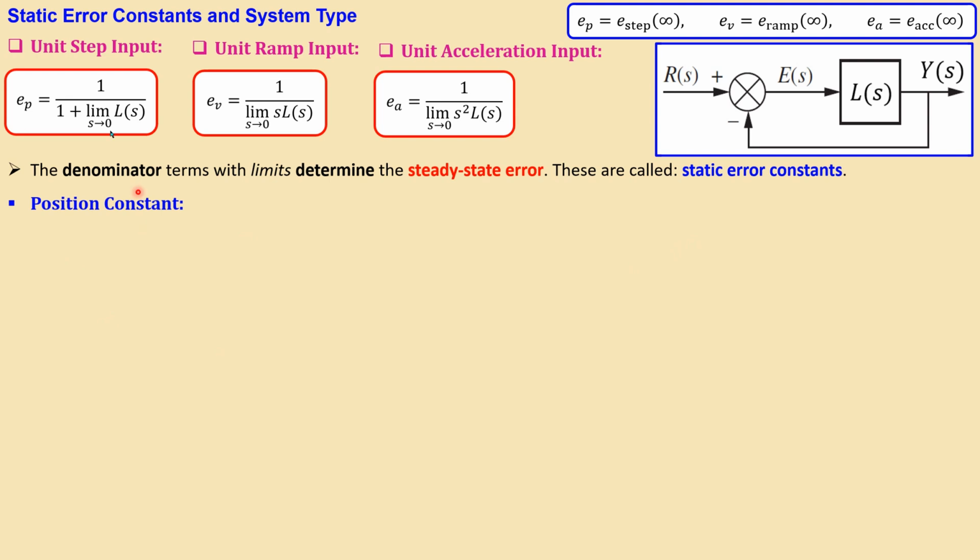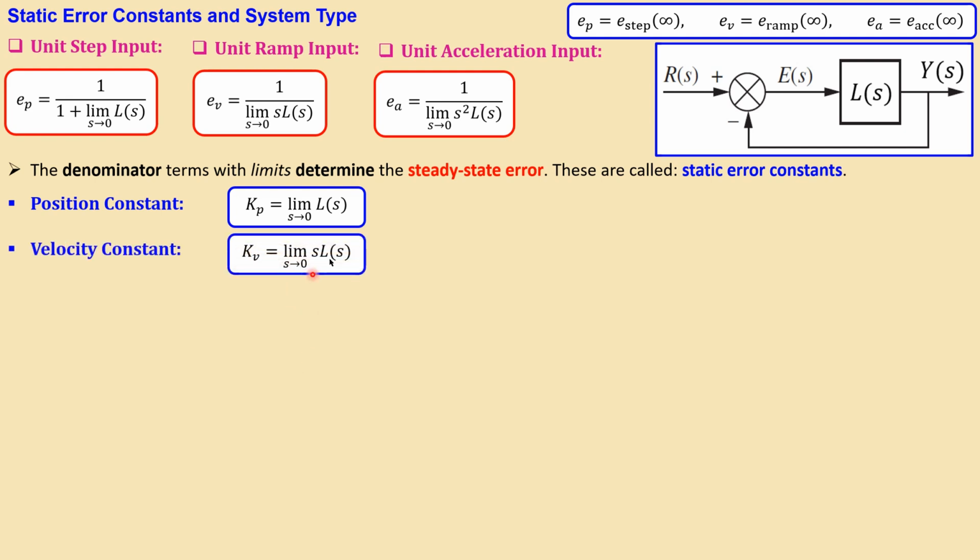Now for the position constant, which is called Kp, we only take this, so without the 1. That's called Kp, capital letter K sub P for position. That's equal to the limit as s approaches 0 of our loop transfer function. Now for the velocity constant, I have a Kv, and that's just this. So we take the complete expression in the denominator. And also for the acceleration constant, you have this expression only for the denominator.